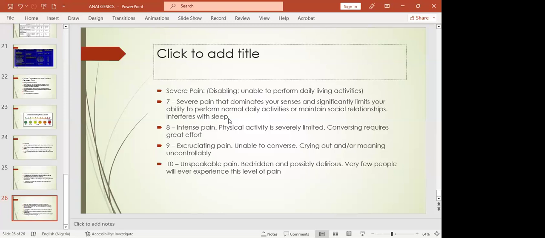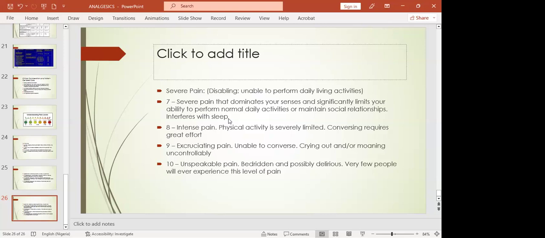Then a pain scale of 9 is excruciating. The person is definitely unable to have conversations, maybe crying out or screaming or moaning uncontrollably. That will be the kind of pain that a woman in labor experiences. That will not be the time you want to joke with any woman in labor. She's not in the mood for that.